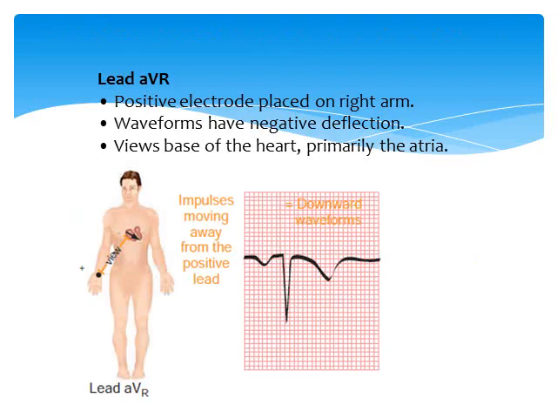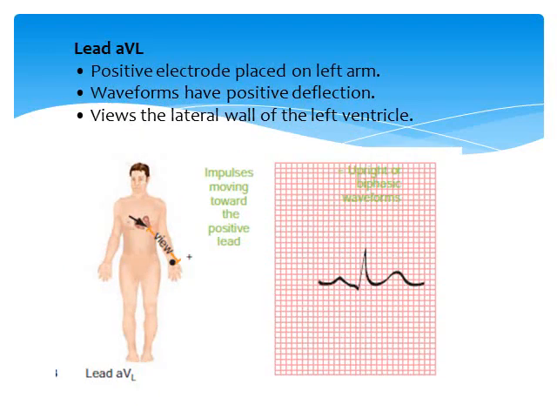In lead AVR, the positive electrode is placed on the right arm. Here the waveforms have negative deflection because the impulses move away from the positive lead. In lead AVL, the positive electrode is placed on the left arm. Here the waveforms have positive deflection. It views the lateral wall of the left ventricle.